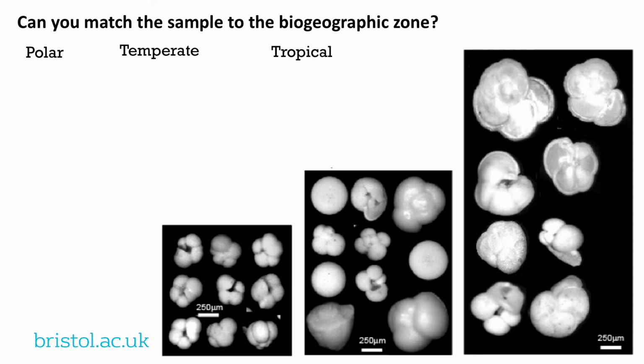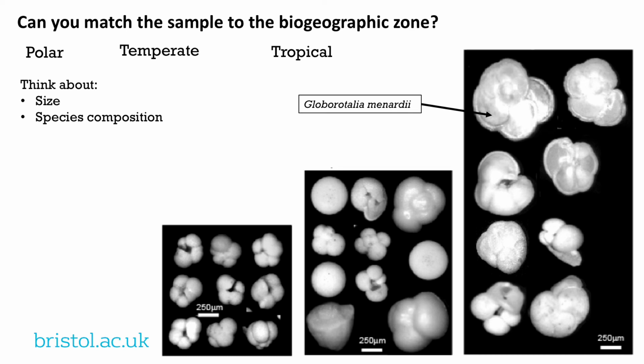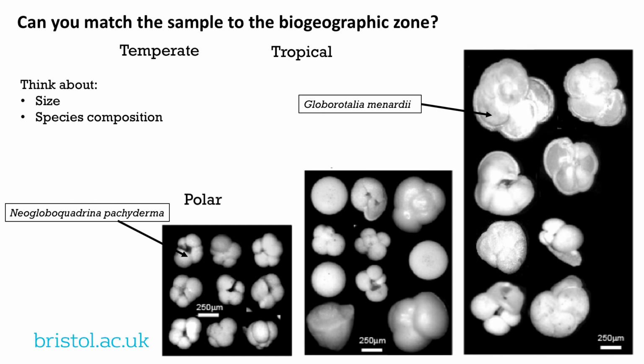So pretend you have looked at these three samples under a microscope, and I want you to match the sample to the biogeographic zone. So firstly, you need to think about the size and also the species composition that we find in each sample. So if we had Globorotalia menardii, this is a species that favours warm temperatures, whereas Neogloboquadrina pachyderma is a species that favours colder temperatures. And then we also think about size. So the samples with pachyderma are a lot smaller, and pachyderma is a species that does form smaller sizes, and smaller sizes are indicative of colder regions, and so we would assume that this would be the polar sample.